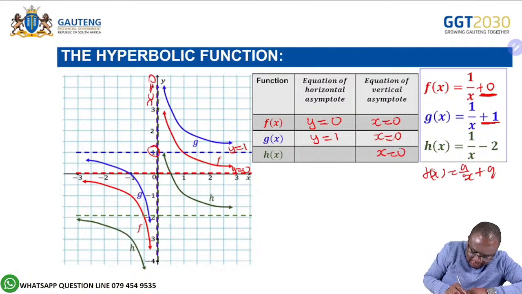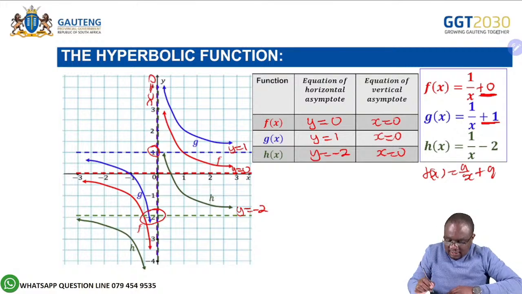And then h of x, this is negative 2. So this is y is equal to negative 2. Can you link it to the q value? Yes, we can. You see, this is negative 2 there.